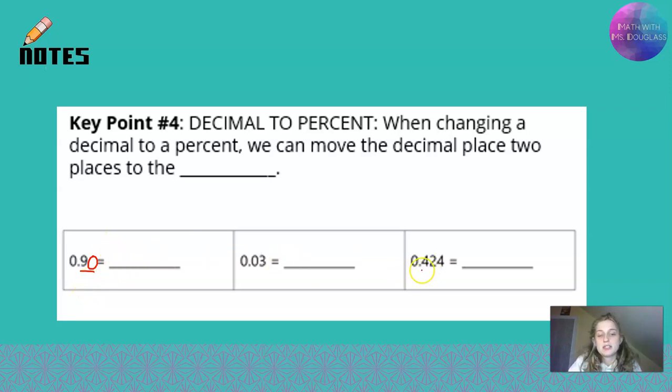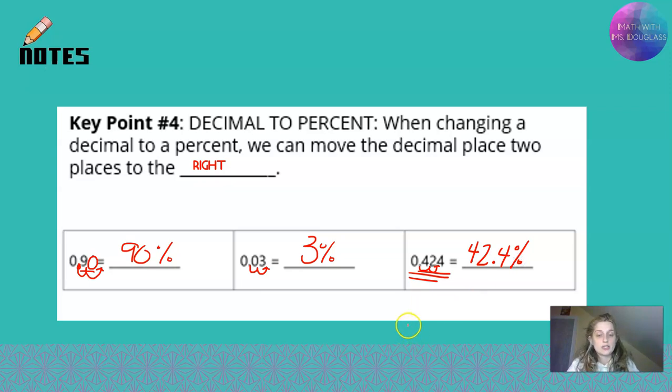Another strategy when you maybe don't have just hundreds is to think about it this way. We're going to move our decimal point 2 places to the right of where it starts. So here, I've got my decimal point. I'm going to move it 1, 2 places, and this becomes 90%. 1, 2 places, this is 3%. 1, 2 places, this is 42, and we don't drop the decimal point, it just goes right here, and 0.4%. If I give you a decimal, you should be able to change it to a percentage.